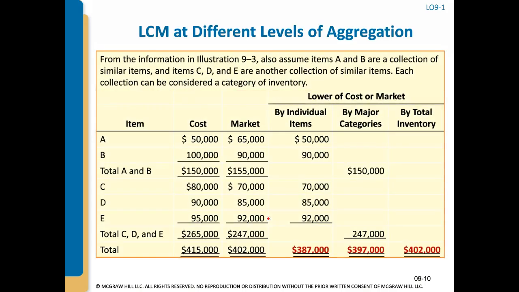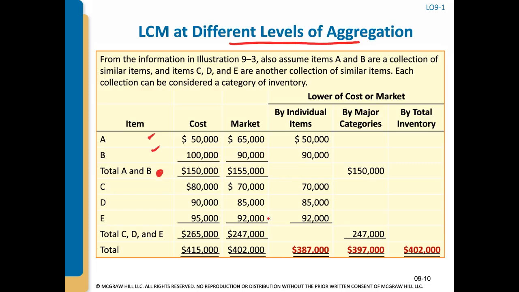Similar to the lower of cost or net realizable value, you can also do the lower of cost or market at different levels of aggregation, meaning you can group the inventory by similar categories, or you could do it as an inventory total. But here we look at category, and item A and B is one category. So let's just say we have washing machines, and we have this model and this model.